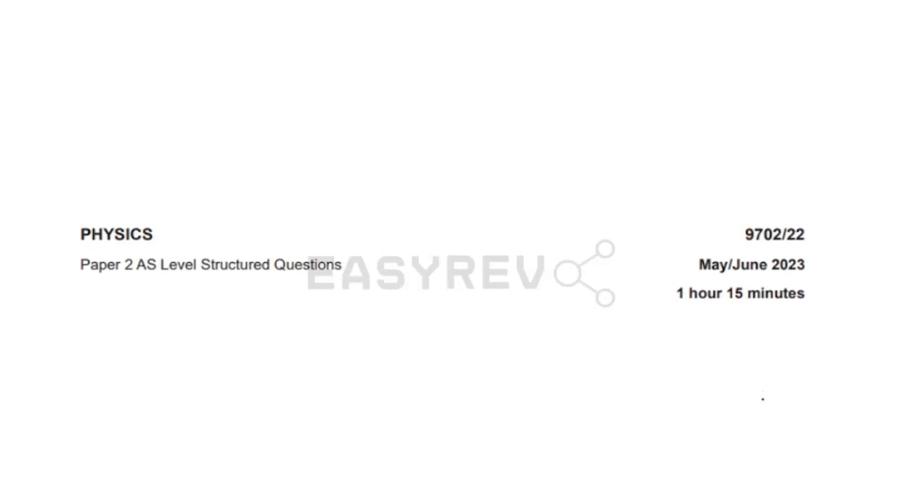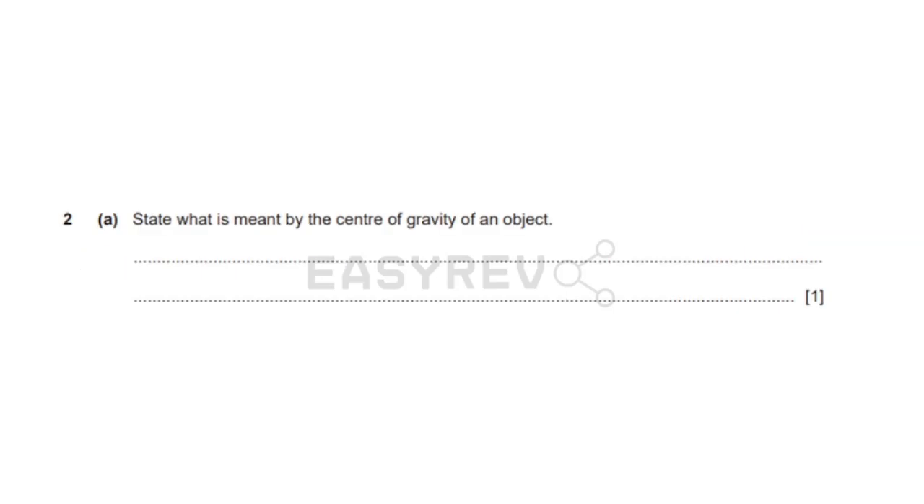Now, just before this video, we had gone through the first question of the May-June 2023 series paper 2, variant 2, right? So today we will continue on with the second question. So here's part A. State what is meant by the center of gravity of an object.